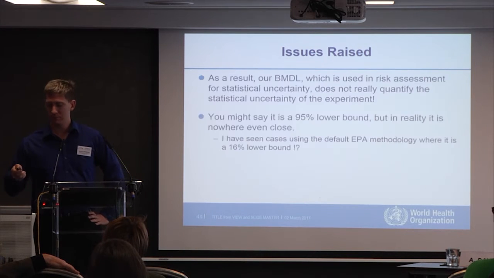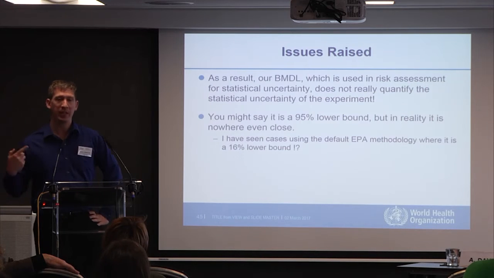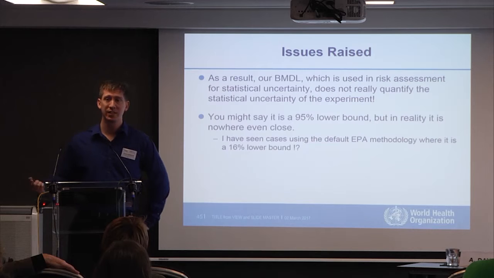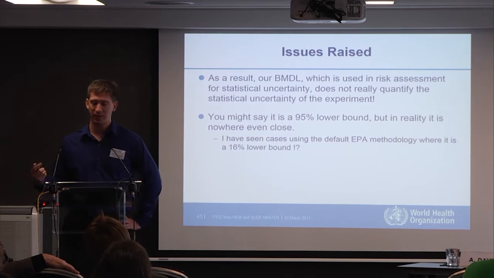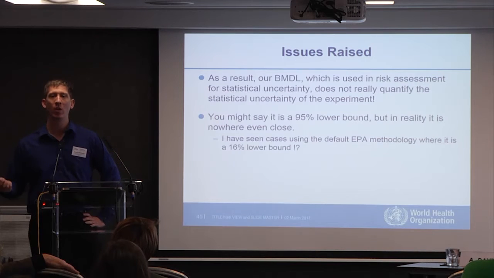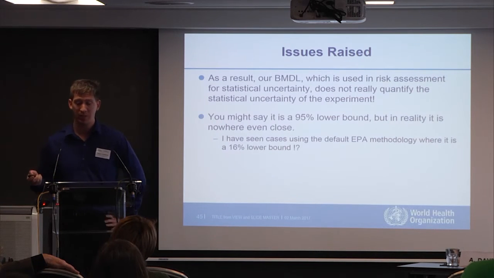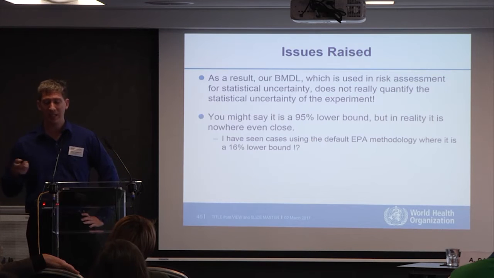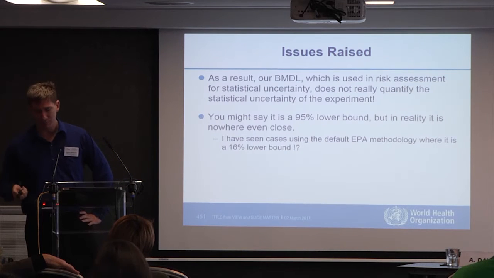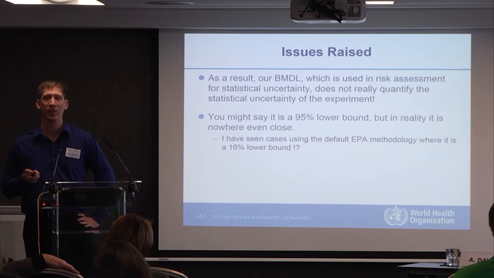But when we say now the BMDL is accounting for the statistical uncertainty in the experiment, we're not really quantifying that anymore. By making that truncation, we're no longer quantifying the statistical uncertainty, and that's a problem. Now, you might say, it is a 95% lower bound, but it's often nowhere even close.